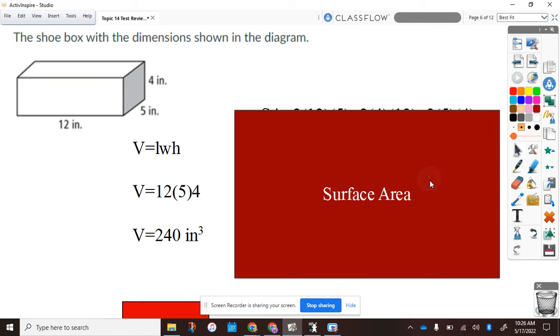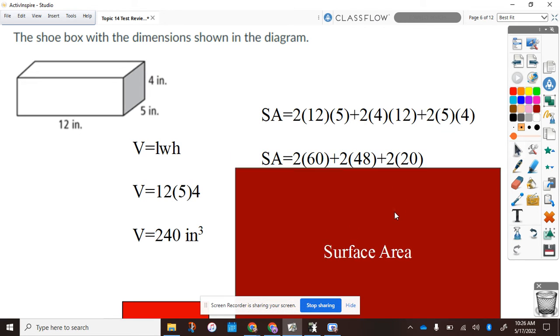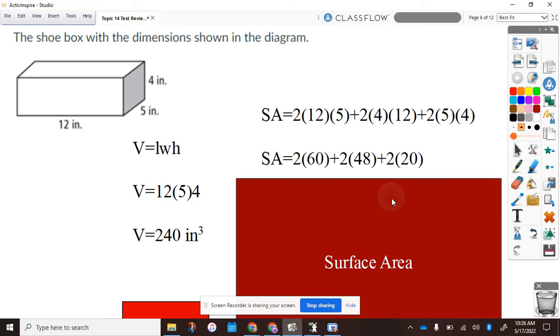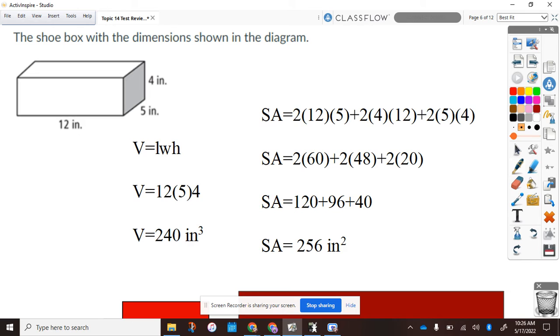Surface area, we plug in that formula: 2LW plus 2LH plus 2WH. As long as you've got all of them set up consistently, it doesn't matter which one is length or width or height. We end up just adding all of that together. We've got a surface area of 256 and a volume of 240.